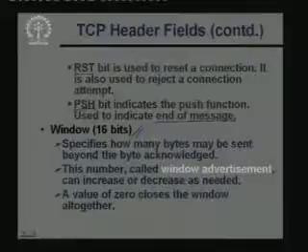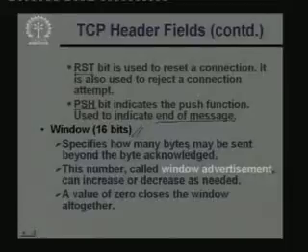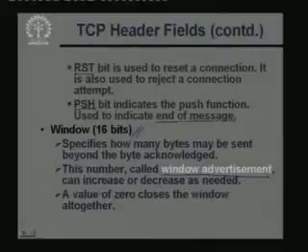So, it specifies how many bytes may be sent beyond the byte acknowledgement. This number is called window advertisement. Now, this number can be increased or decreased as per the requirements. Suppose the receiver finds that the sender is transmitting data too fast and it is not able to receive it at that rate. So, now what the receiver will do is send back a TCP request to the sender requesting it to reduce the value of the window.